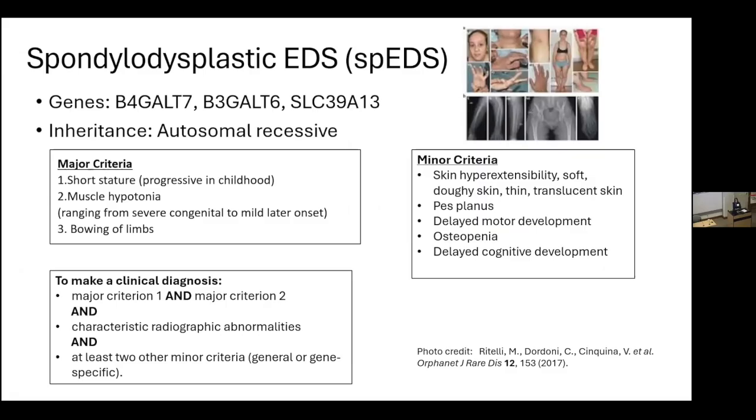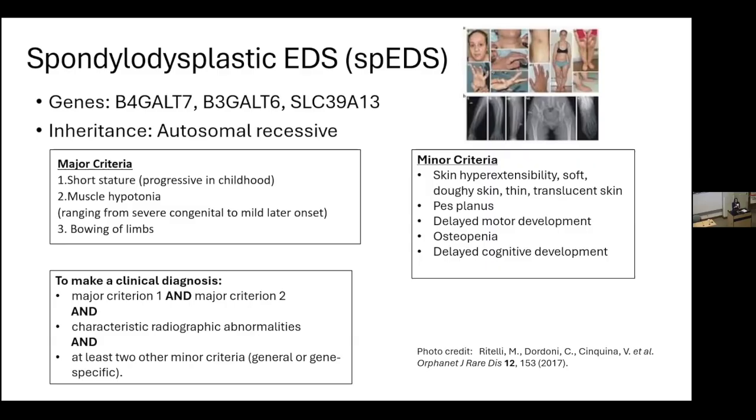The spondylodysplastic type, there are 3 genes. This is like alphabet soup to me. I find them very difficult to remember. B4GALT7, B3GALT6, and the SLC39A13. Okay. These are all genes that are involved in the production of proteoglycans, which, like the collagens, are important structural proteins in the connective tissue.